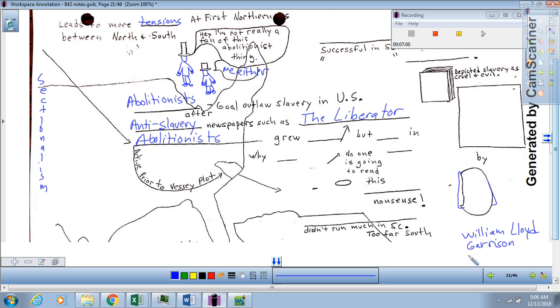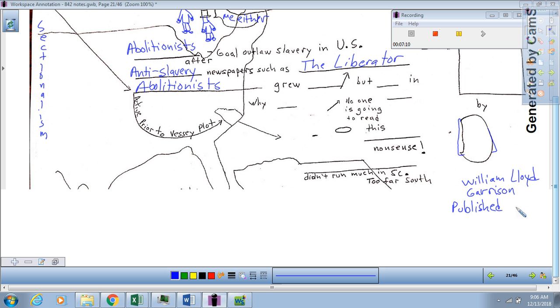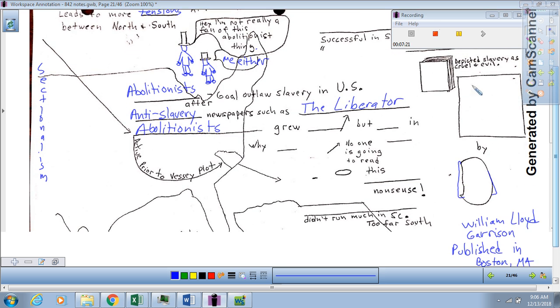William Lloyd Garrison was an abolitionist, and Boston had become a center of abolitionists in America. Now, the important thing is, this abolitionist newspaper, The Liberator, would increase the feelings of Northerners towards the abolition of slavery.